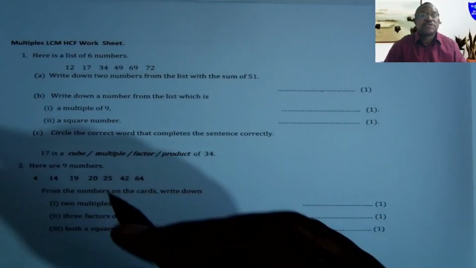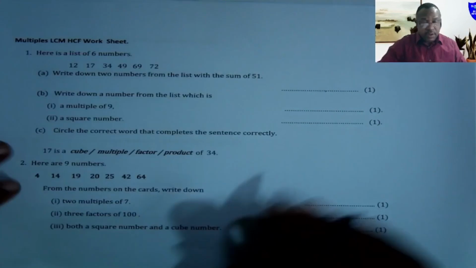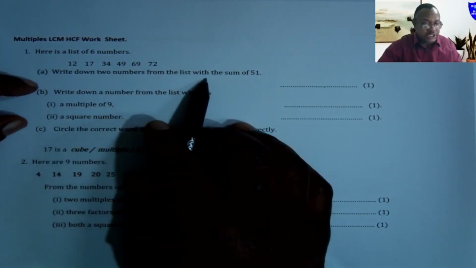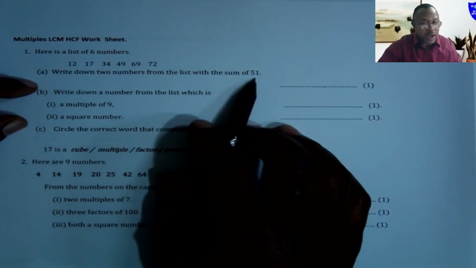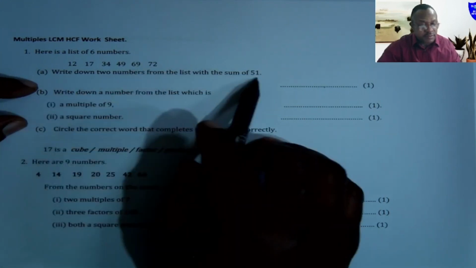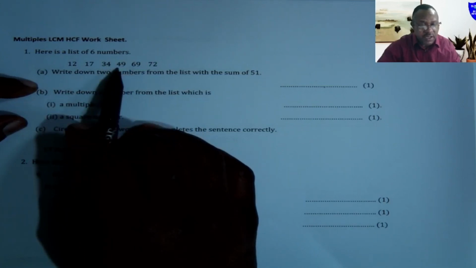Okay guys, let's get started looking through the exam type questions under this topic. Right, now question number 1 has a list of 6 numbers there, and it's asking us to write down 2 numbers from that list there, with a sum of 51. Now here, just look at the 2 numbers here. Of course, this one is too big, it's above 51. That one is over 51. This one is close to 51. So these are excluded automatically.